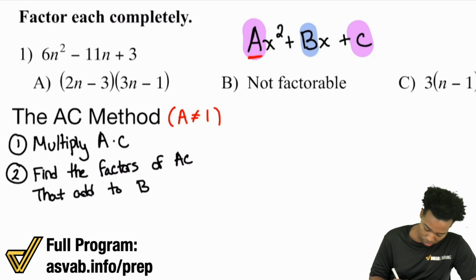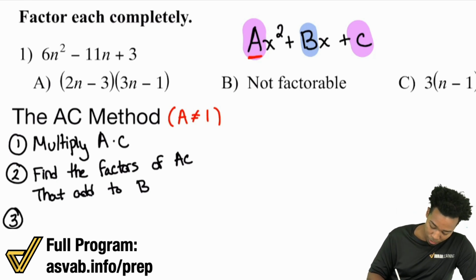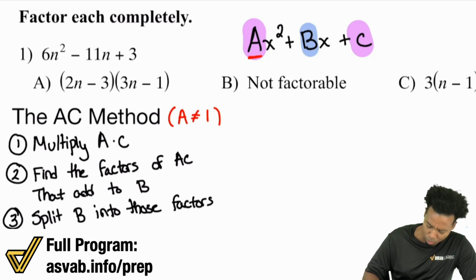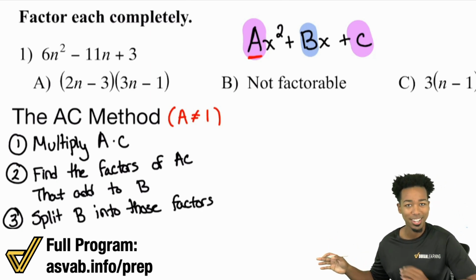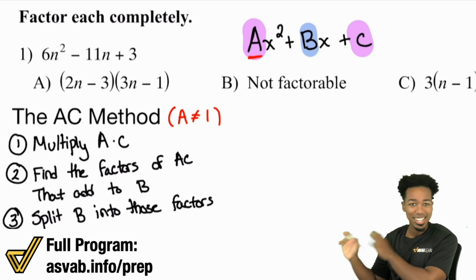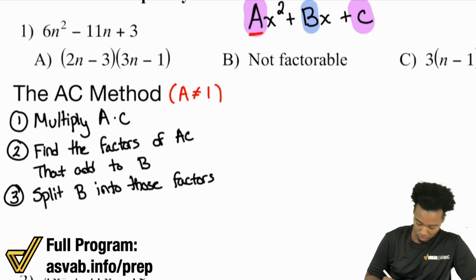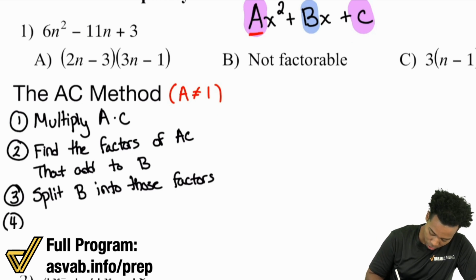Here's another big difference. Step 3, what you're going to do is split B into those factors. And again, I'm going to walk you through this problem, so just write this out first, okay? I gotcha, but just write this out first. So step 3, again, we're going to split B into those factors. And then step 4, here's what you're going to do. And this is going to sound familiar if you've been doing this already.